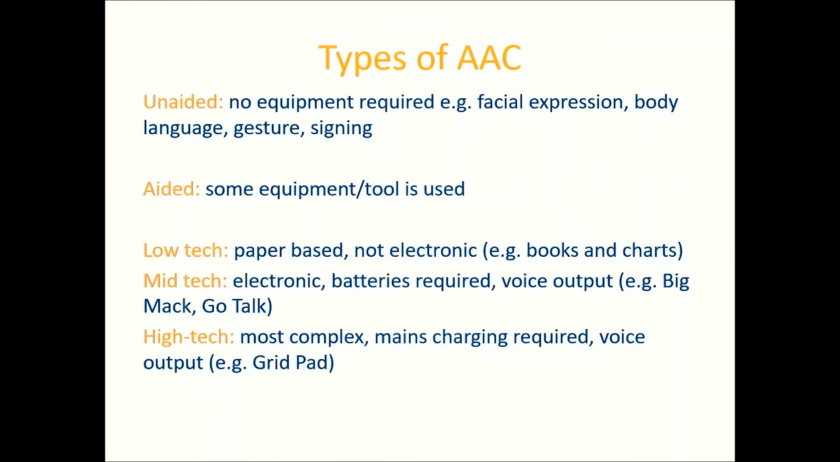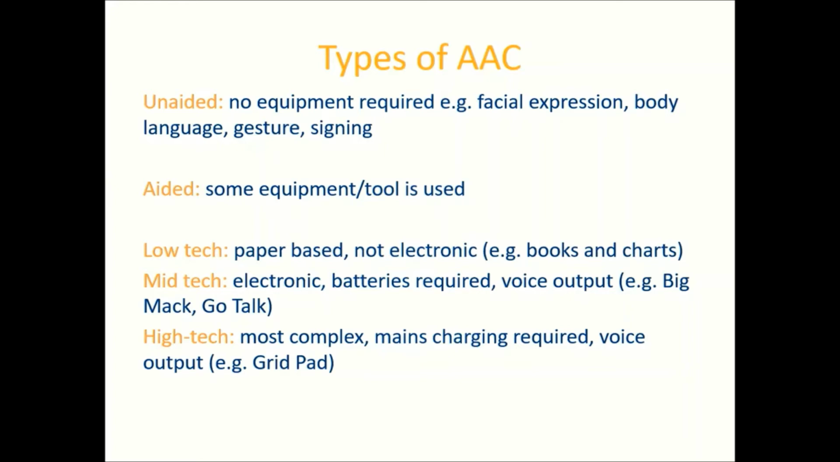There's heaps of different types of AAC, but it can be split up into broad categories. So unaided AAC describes AAC where there's no equipment or any tools involved. You don't need anything to use unaided AAC. And essentially that covers facial expressions, body language, gestures, signing, and finger spelling. So any of those that you're using to express yourself, you're using unaided AAC.